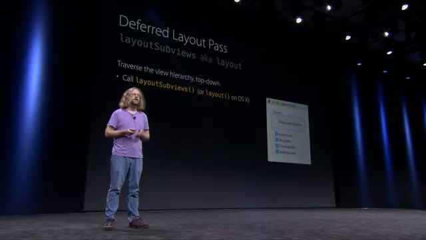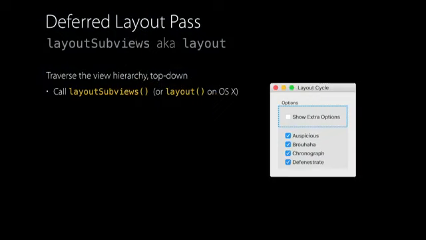In any case, once this pass is complete, we know the constraints are all up to date. We're ready to proceed with repositioning the views. So this is where we traverse the view hierarchy from the top down, and we'll call layoutSubviews on any view marked as needing layout. On OS X, this method is called layout, but the idea is the same. The purpose is for the receiver to reposition its subviews. It's not for the receiver to reposition itself.